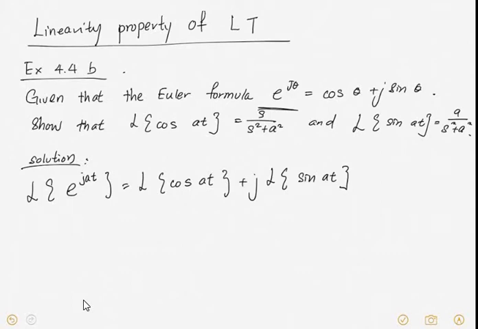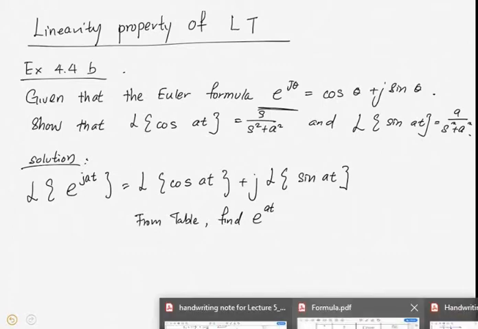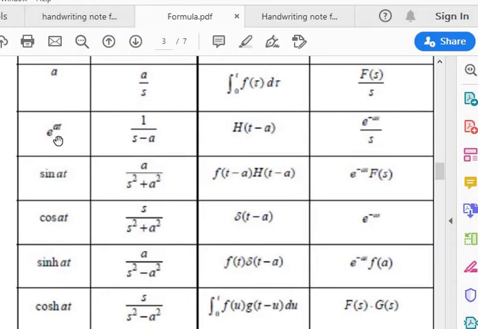And then from the Laplace transform of e to the jat, what do you get? Okay, then from the table, you go to find the exponent at. Okay, let's go to the formula. The Laplace transform of e to the at is equal to 1 over s minus a. So your a refers to ja in this case. So 1 over s minus ja is equivalent to the Laplace transform of e to the jat.